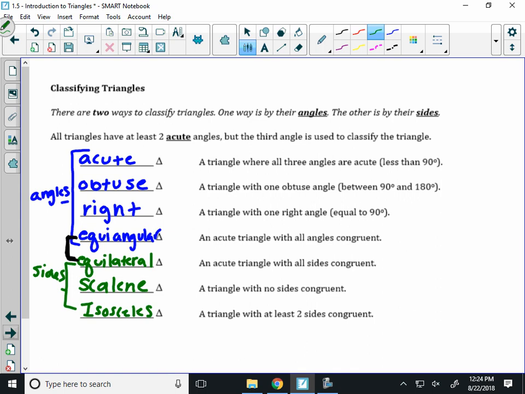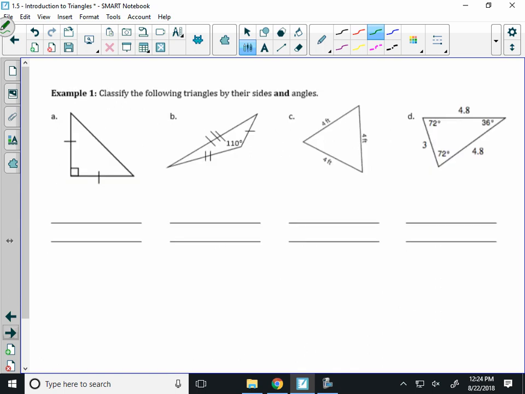So we take a look down here. We're going to classify some. We're going to classify it based off its angle and its side. So take a look at that first one. How can we classify it based off its angle? That's a right triangle. There's a right angle right there. So that's telling me it's a right triangle.